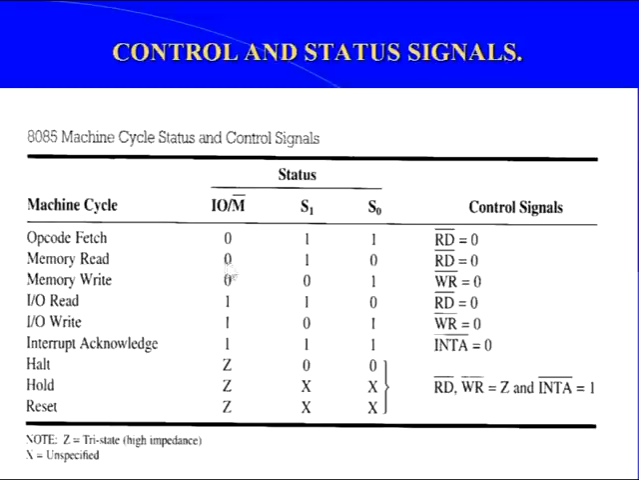During memory read operation, IO bar/M is 0 and S1 is 1, S0 is 0. During the memory write operation, IO bar/M is 0, S1 is 0, S0 is 1. Similarly, you can see the other status signals during IO read, IO write, interrupt acknowledge, halt, hold, and during the reset of the processor.